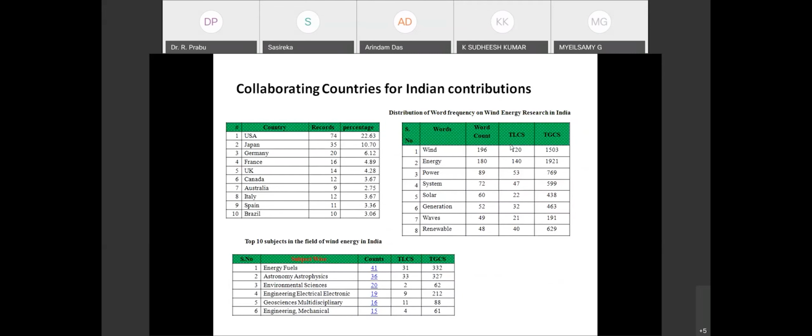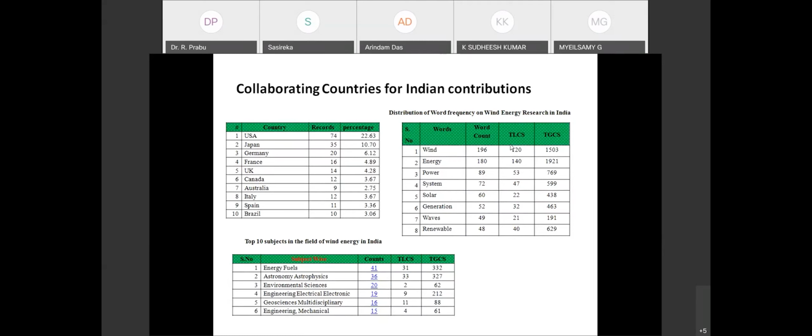So these are the collaborating countries for Indian contributors. How has India collaborated with other countries, particularly in the area of wind energy? We have collaborated widely with the USA, more than 74 articles with the USA. And secondly, with Japan we have also collaborated a lot in conducting this research work in the area of wind energy.